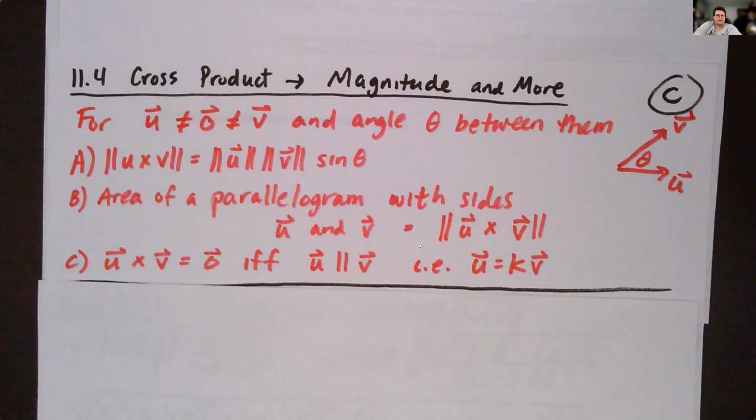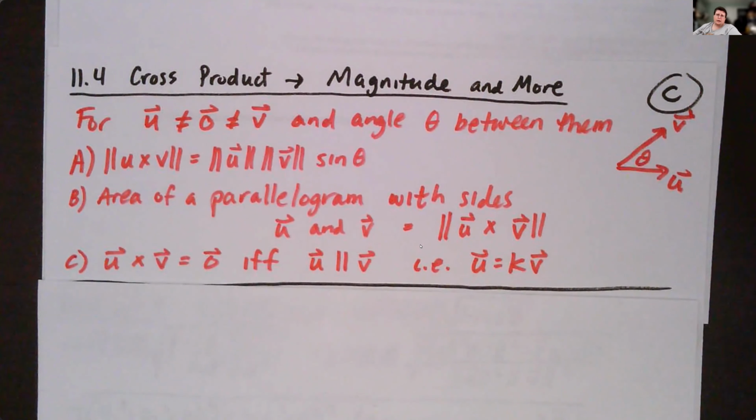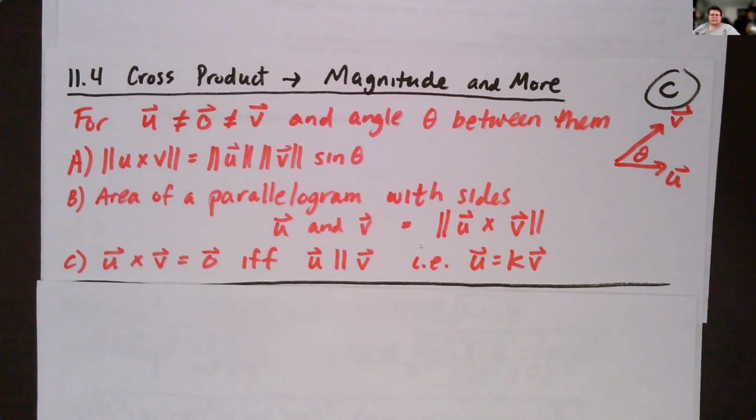We're in Anton's book, 11th edition, I believe. This is chapter 11, section 4, cross product. We're going to look at the magnitude of the cross product and a little bit more. We will give you the rules, we'll give examples, and then I'm going to go back and do the proof of each example.